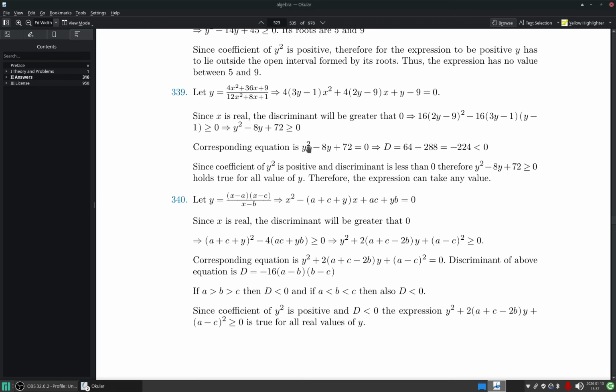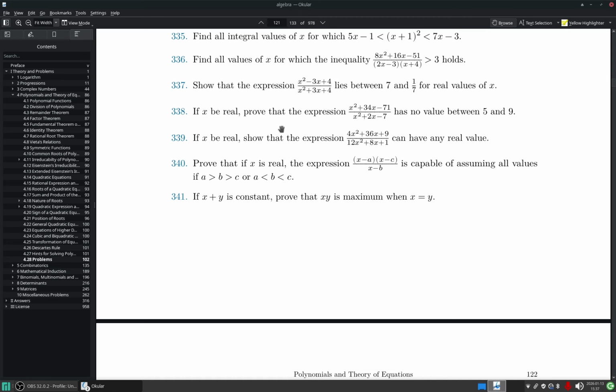Now the corresponding equation is y square minus 8y plus 72 is equal to 0, and the discriminant of this equivalent equation is less than 0. Since the coefficient of y square is positive and the discriminant is less than 0, it will have complex roots and it will hold true for all values of y. So the expression can take any value, that is, this can have any value.